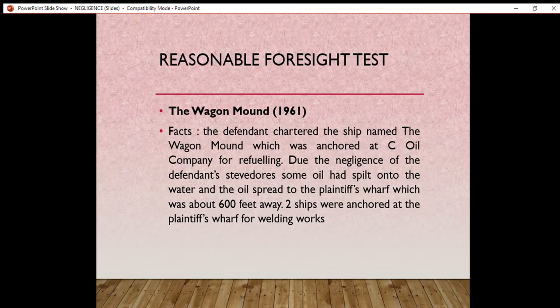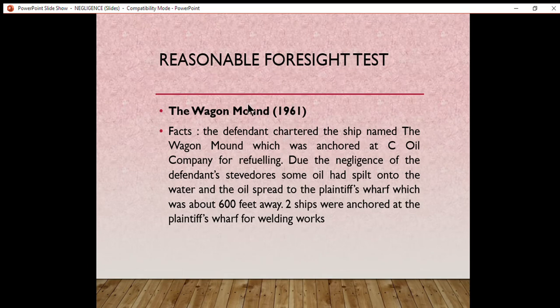And the landmark case for this issue is the Wagon Mound. Okay, what happened in Wagon Mound? The actual name of the case is Overseas Tank Ship UK Limited against Morts Dock and Engineering Co Limited. Nanti kalau you Google the Wagon Mound case ni akan keluarlah the citations of the case.